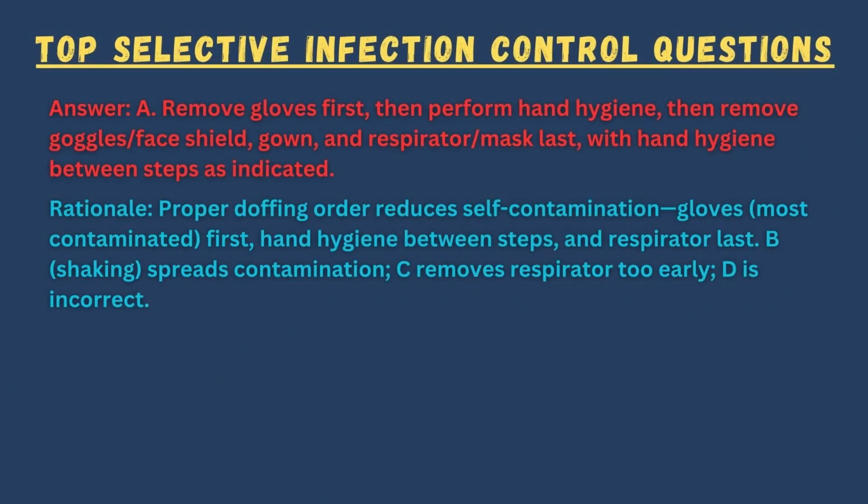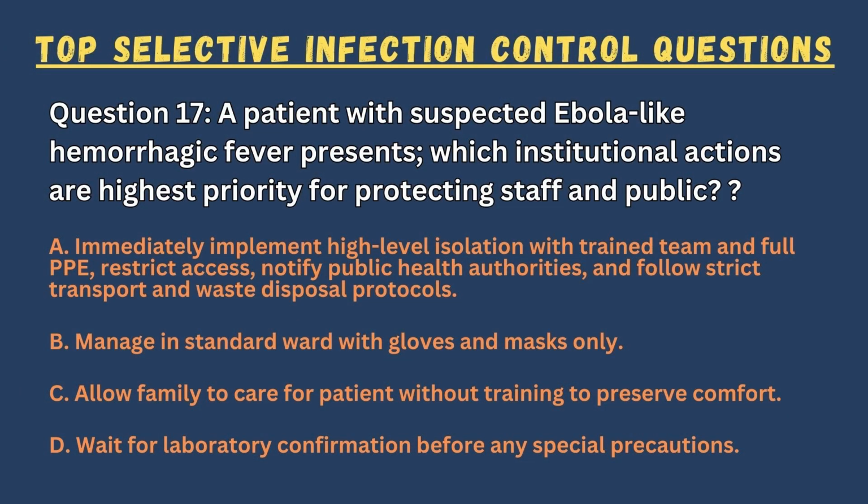Answer. A. Remove gloves first, then perform hand hygiene. Then remove goggles or face shield, gown and respirator or mask last, with hand hygiene between steps as indicated. Rationale. Proper doffing order reduces self-contamination. Gloves, most contaminated, first. Hand hygiene between steps and respirator last. B. Shaking spreads contamination. C. Removes respirator too early. D. Is incorrect.